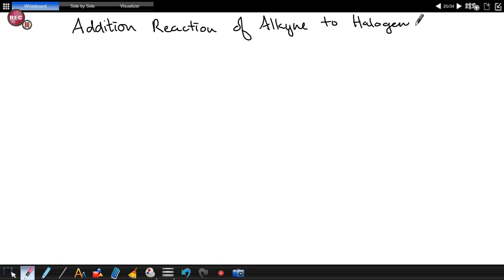Right, next is the addition reactions of alkynes to halogens. Addition reaction of alkyne to the halogens. What is necessary here? Halogens. Nothing else necessary? Look in your bubbles. Halogenation. Are there any conditions to the halogenation reaction? No. We just need to generate the halogen. Okay. So we've got the ethyne. And what is the halogen that we're adding? Chlorine.